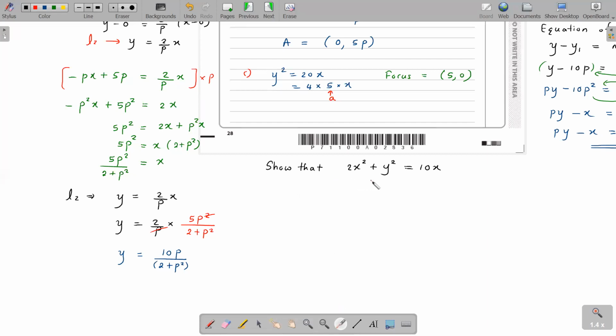So what we'll do is create the x square and the y square, and we'll add 2x square plus y square and see whether we can create the 10x. Shall we try that? We can do it like that.